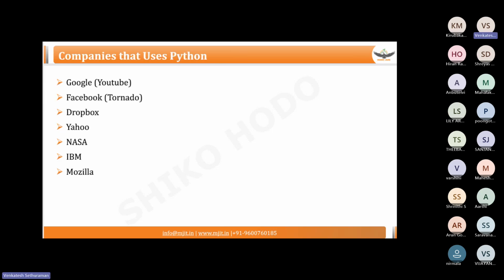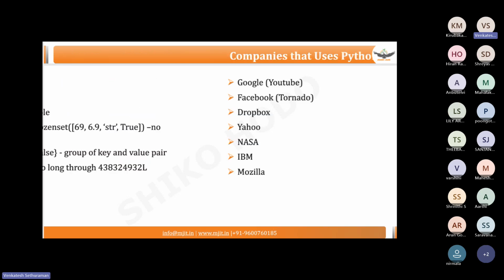Most of the companies are creating their websites with Python and Django. Google, Facebook, Dropbox, Yahoo, NASA, IBM, Mozilla. All these websites are developed in Django. Why? There are lots of advantages in Django. That's why they developed their sites in Django. During the Django sessions, I will explain clearly why they developed it and why they are using it.